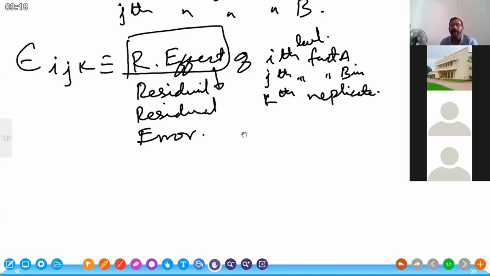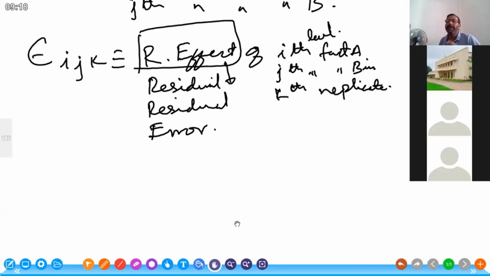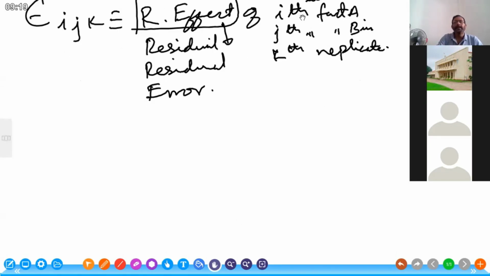Sir. Right, similar to that. So here we write down each component separately. This is in a CRD model. If it is in CRD, no blocks involved. Replicates are involved, but no blocks. Right? So I'm going to go for the ANOVA table.